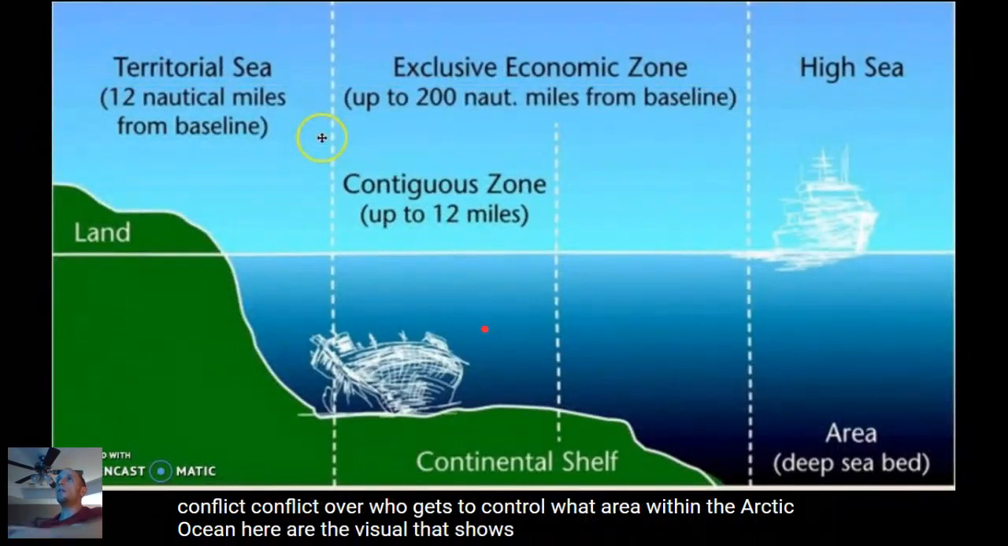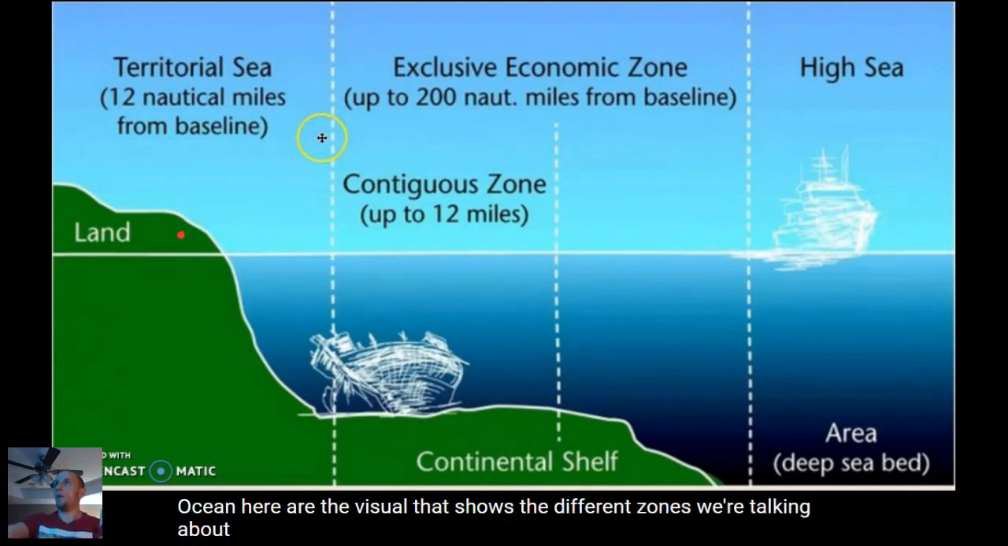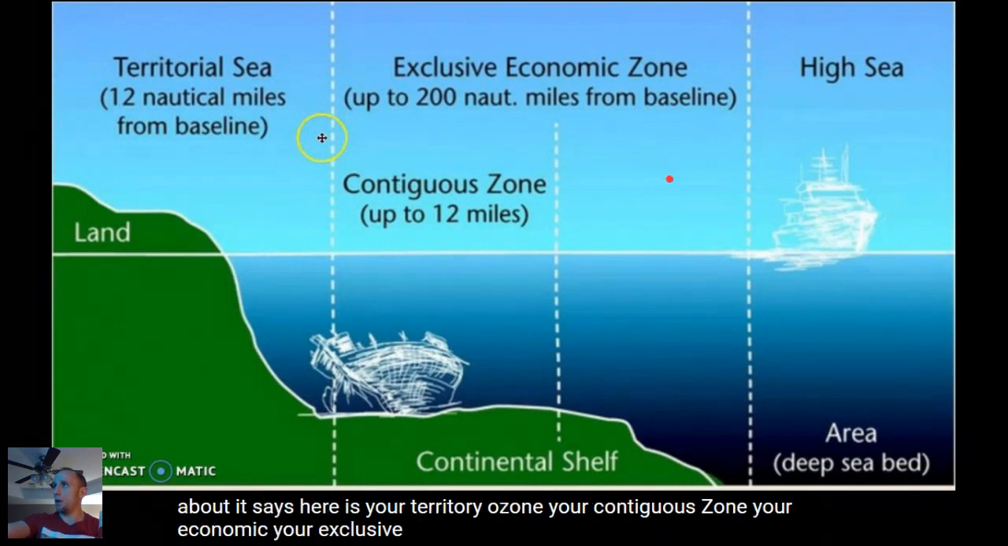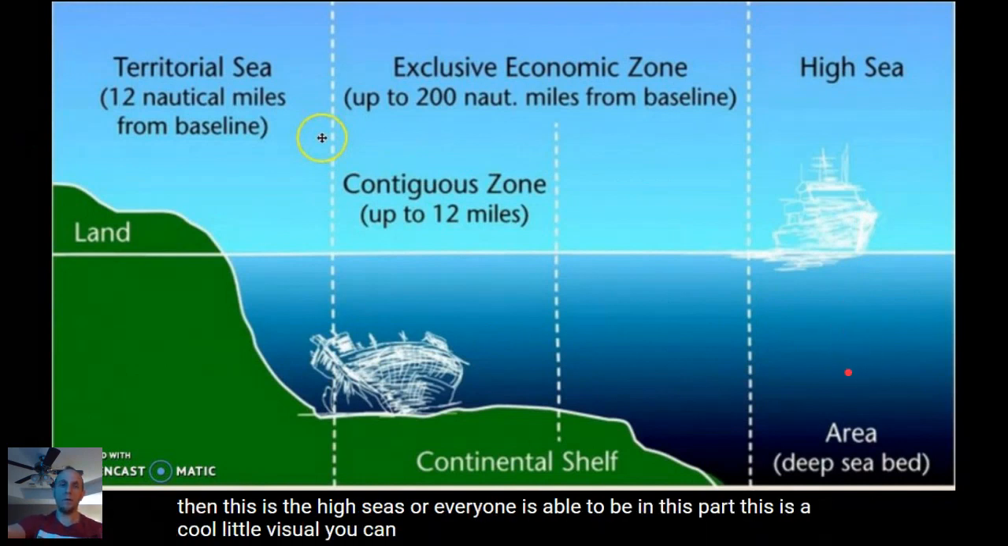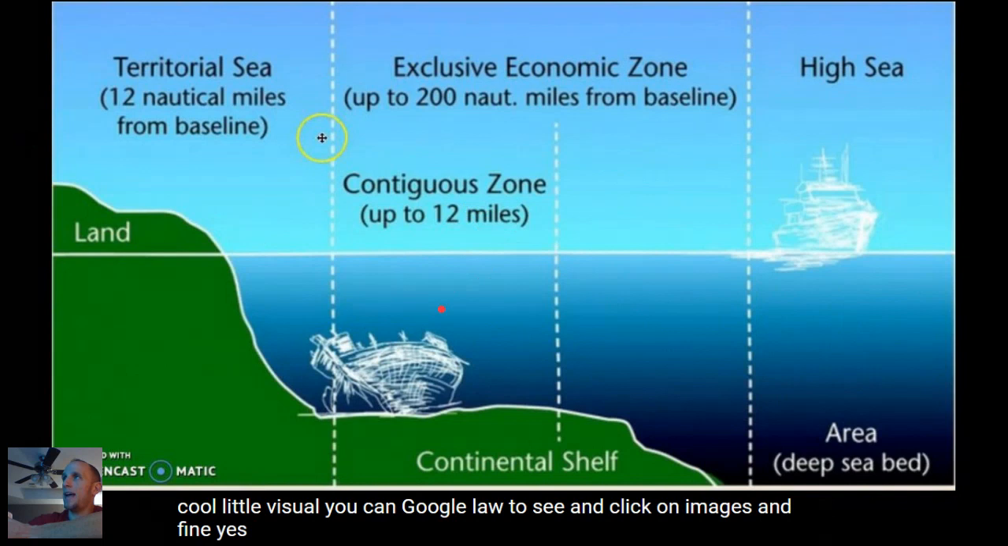Here's a visual that shows the different zones we're talking about. All right, just here is your territorial zone, your contiguous zone, your exclusive economic zone would be all this, really. And then this is the high seas, where everyone is able to be in this part. This is a cool little visual. You can Google law of the sea and click on images and find a lot of different examples of this.